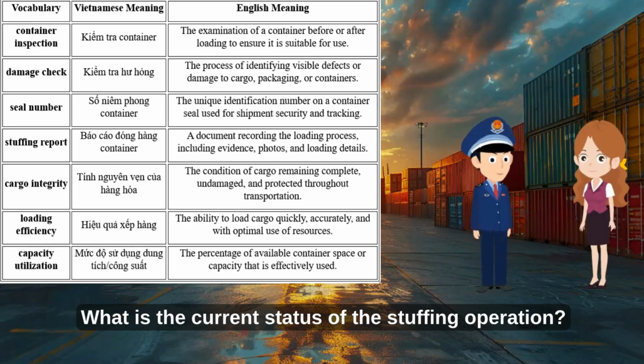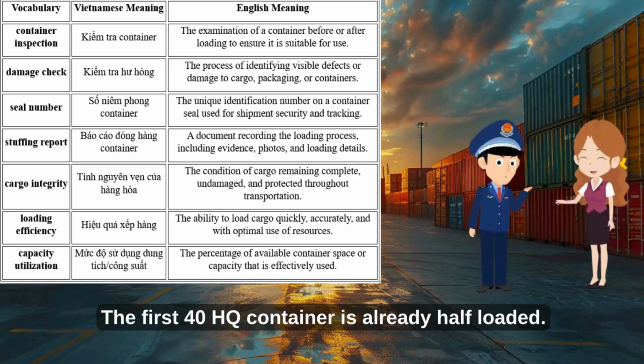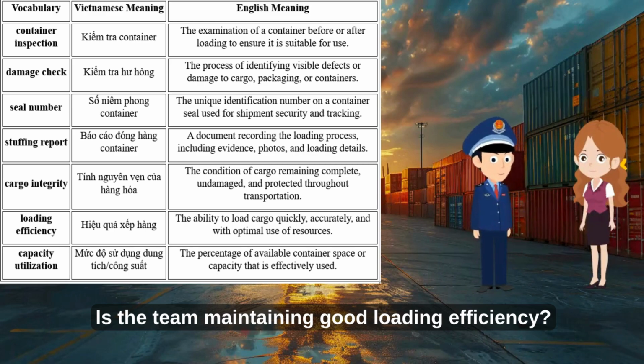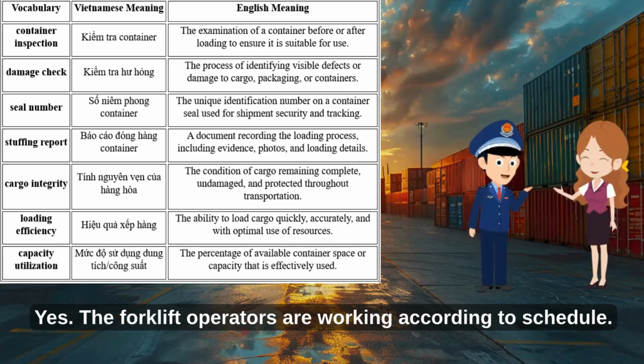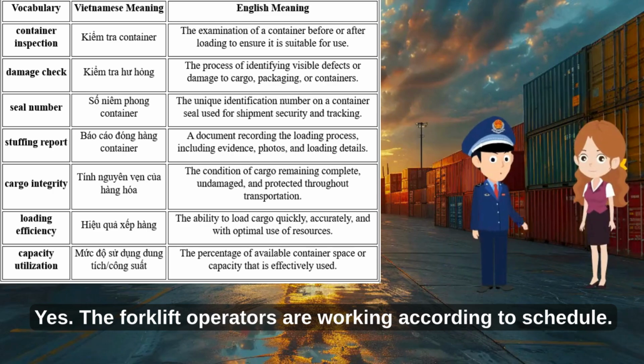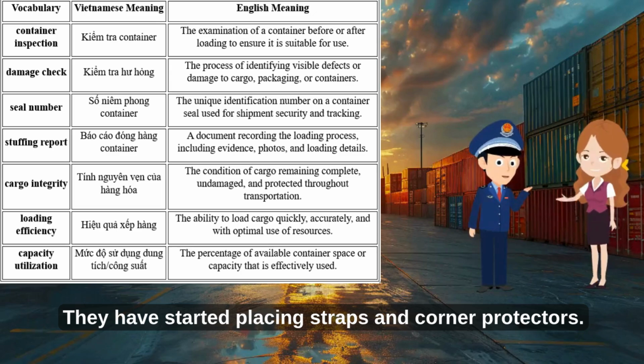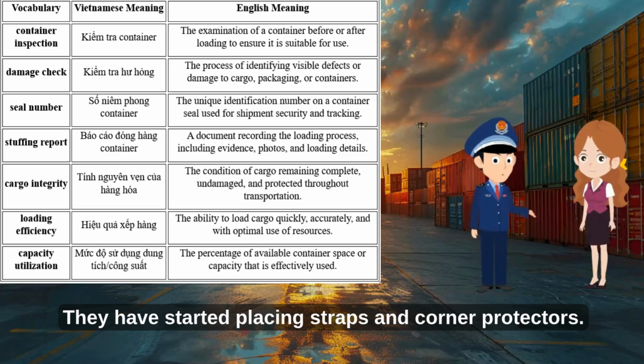What is the current status of the stuffing operation? The first 40 HQ container is already half loaded. Is the team maintaining good loading efficiency? Yes, the forklift operators are working according to schedule. Have they installed the required lashing materials? They have started placing straps and corner protectors.